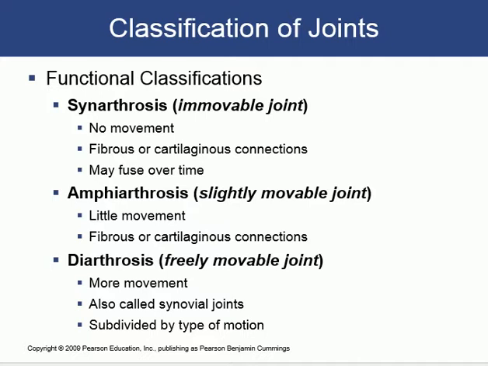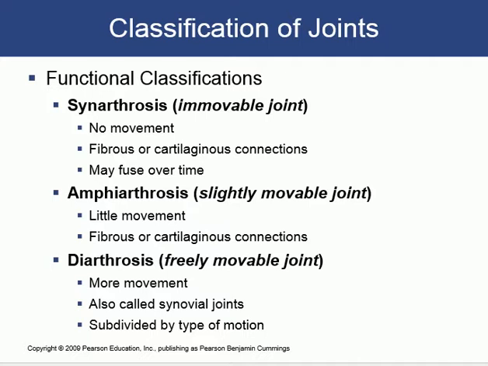Amphiarthrosis is slightly movable. You move it a little bit. And there is also fibrous or cartilaginous connection in between them, but they do not fuse. So you can move it a little bit. Amphiarthrosis. Diarthrosis, dia means free. Arthrosis means joint. So diarthrosis means the freely movable joints. And these are the joints that move freely. And you call it the synovial joint.